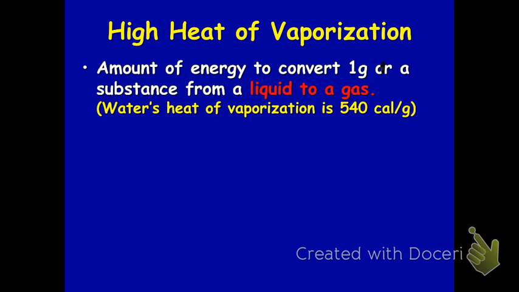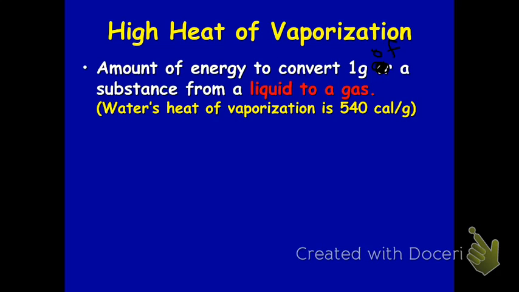This should be: the amount of energy to convert 1 gram of a substance from a liquid to a gas. And so water, my goodness, you need 540 calories to convert 1 gram of water from a liquid to water vapor. So to go from water to water vapor, for every gram you need 540 calories. That's a lot, people. So in other words, it takes a lot of energy to make steam.